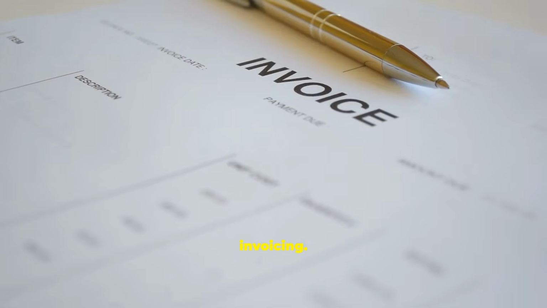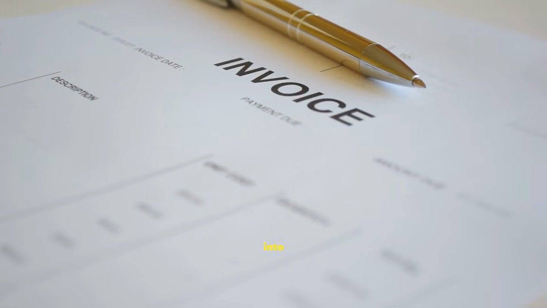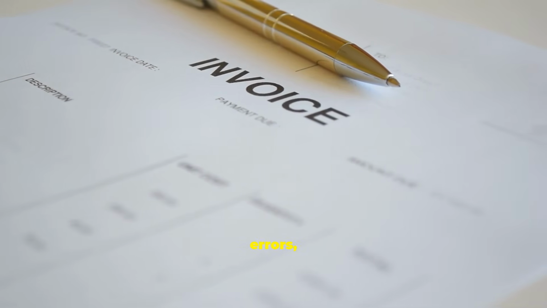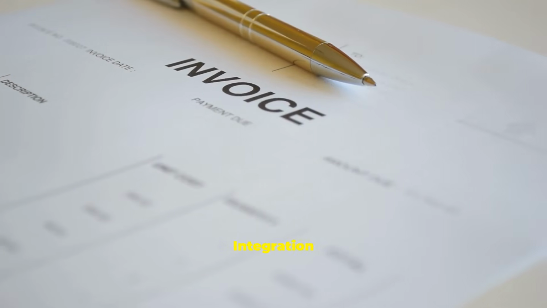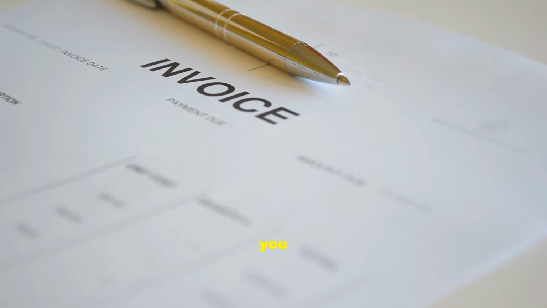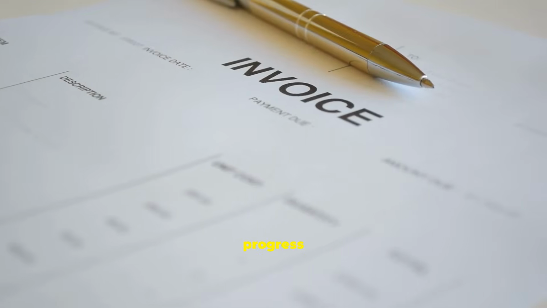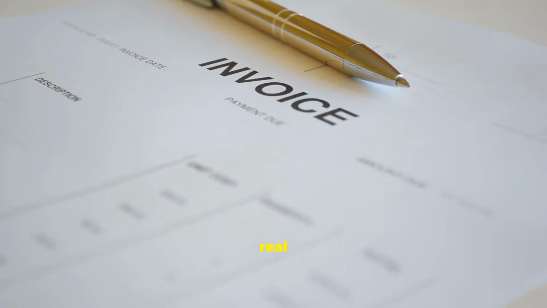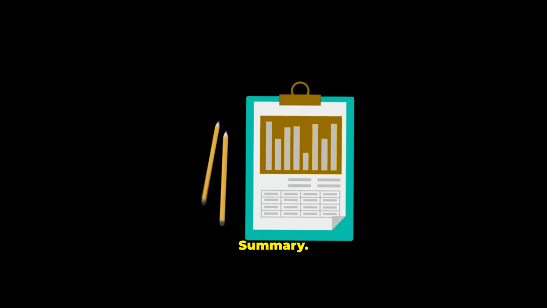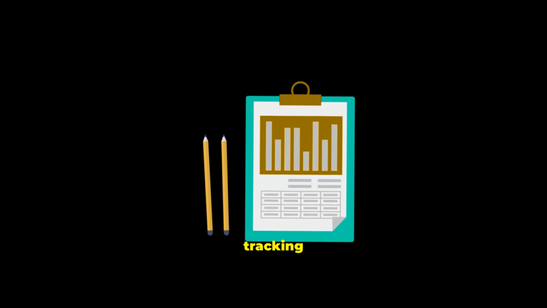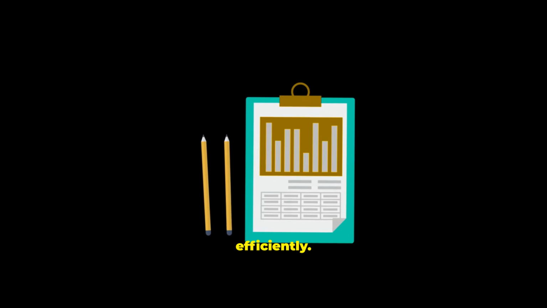Integration with invoicing. Billable hours flow straight into invoices. Fewer errors, faster cash. Integration with projects. If you use QBO projects, link time to budgets and progress to monitor profitability in real time. Summary. This report is essential for tracking time, tightening billing accuracy, supporting better decisions, and managing resources efficiently.